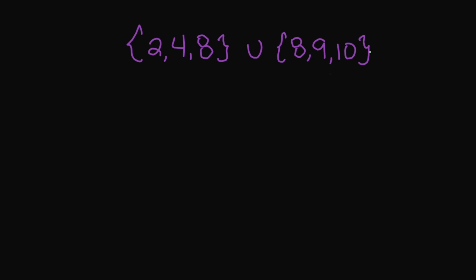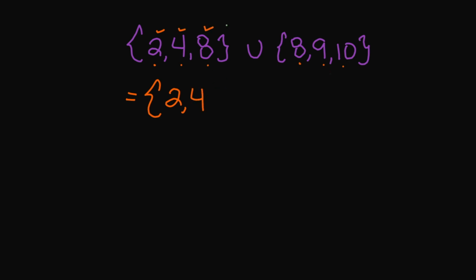Let's look at this example here. We need to find the union between these two sets. I have 2, 4, 8, and then 8, 9, and 10. So the union between these two sets is going to be 2. So I'm going to list my 2 first. We have this. Next, we have 4. I'm going to list my 4.